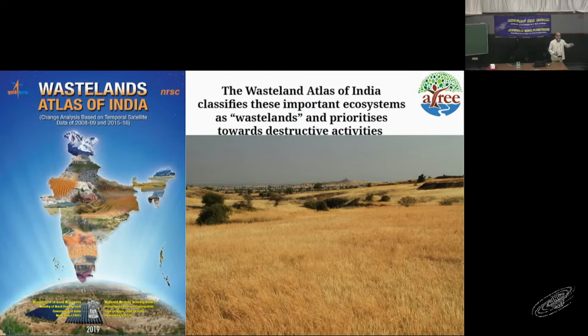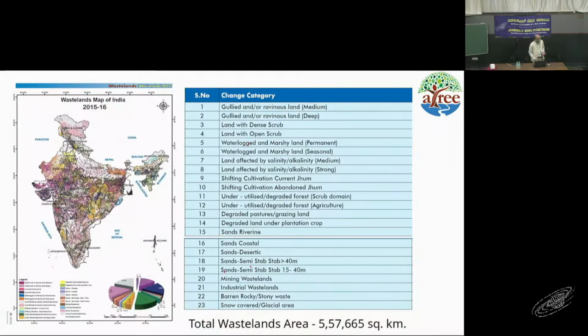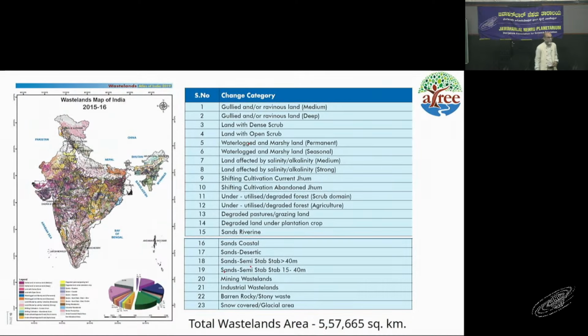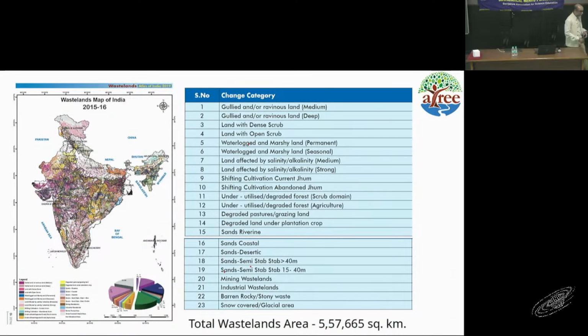And the Indian government has very enthusiastically taken this up and continues to publish this document called the Wasteland Atlas of India. The reason to identify areas as wasteland is so that you can direct them to more productive activities. What we found is 70% of the savannas of India are classified as wastelands. In fact, the Wasteland Atlas has some really incredible and mind-numbing categories.